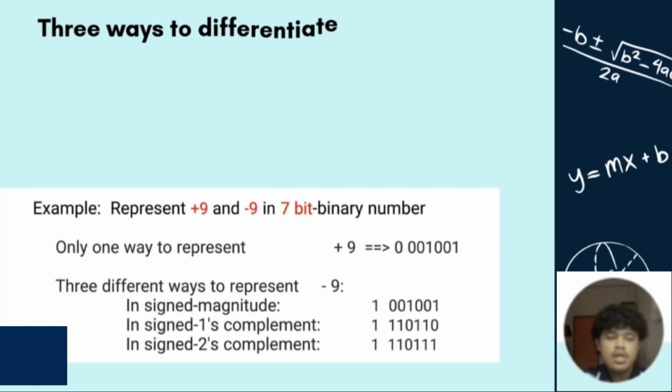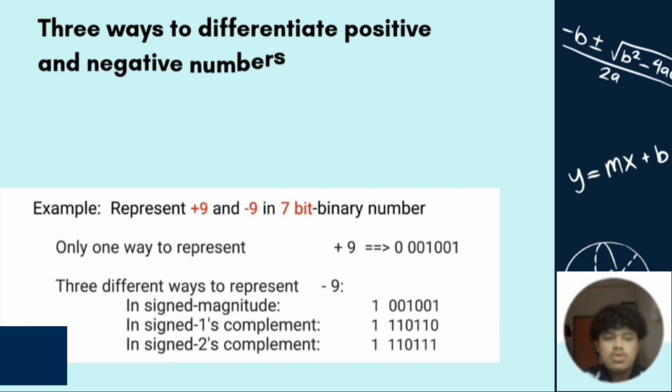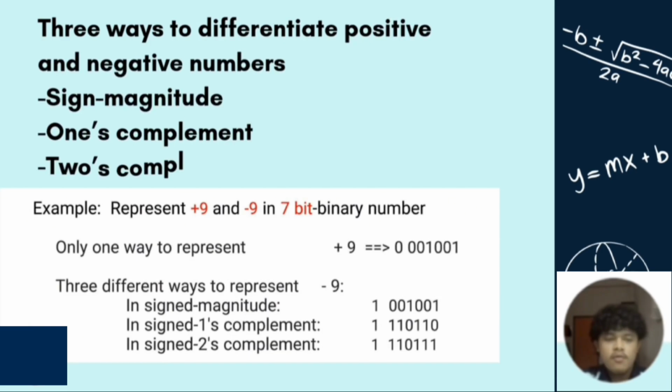And next, there are three ways to differentiate positive and negative numbers. The first way is by using the sign magnitude, the second way is by using the ones complement, and the third way is by using the twos complement. For example, represent the positive 9 and negative 9 in 7-bit binary numbers. There is only one way to represent the positive 9, which is 0001001.